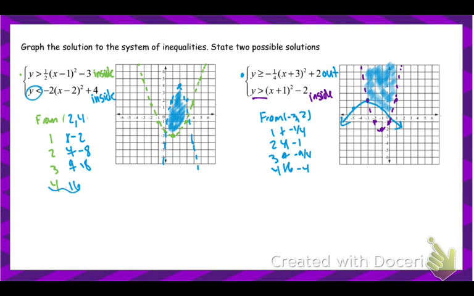Something else it said to do is to state two possible solutions. Again, that's any point that falls within that shaded region. So like on this one, you got a lot of options here. (0, 2) is a possible answer. (-1, 5) is a possible answer. On this one over here, you've got (2, 0) as a possible answer. (2, 1) as a possible answer. Lots of different possibilities as long as it falls in that shaded region.